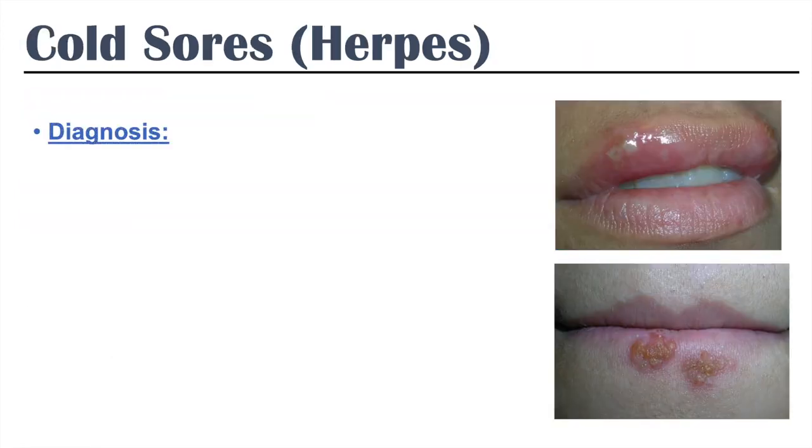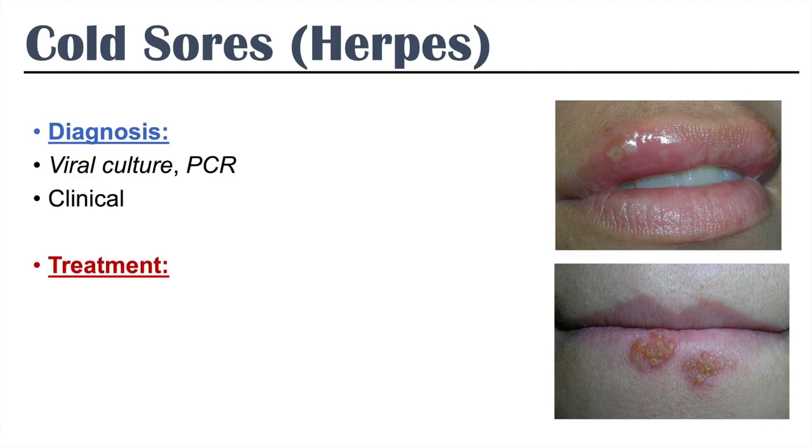So how do we make the diagnosis of cold sores or herpes infection? Well, we can do a viral culture or PCR. We can see evidence of the herpes simplex virus, but in actuality, almost always it's going to be a clinical diagnosis.